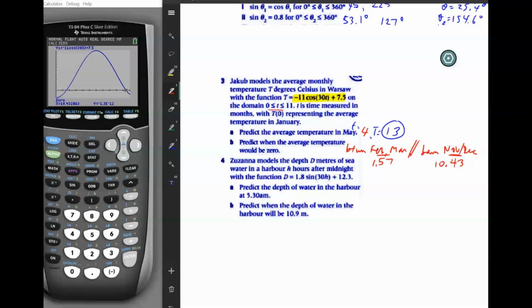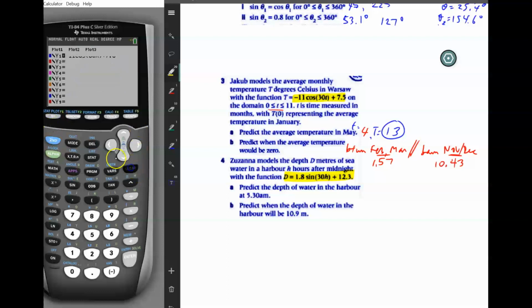Susanna models the depth D of seawater in the harbor H hours after midnight with this function. Predict the depth of the water in the harbor at 5:30 a.m. Okay. So, does this say 5.3 a.m.? It says 5.3 a.m. If it was 5:30, it would be a colon and it's a period. So they're just saying, just put 5.3 directly into H. That's fine. So we're going to put this function into the calculator since they gave us a function.